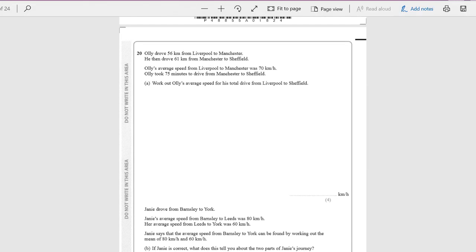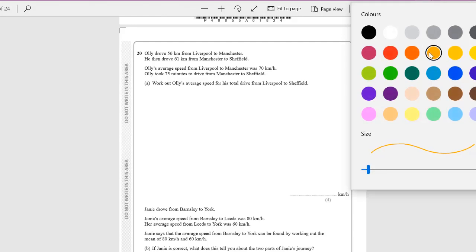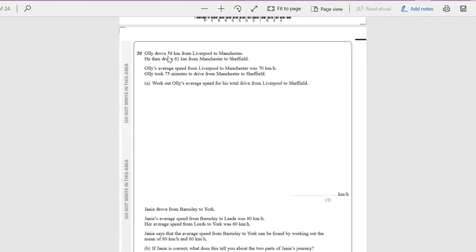Okay, question 20. So there's quite a bit of information here. Let's summarize it. So Ollie drove 56 kilometers from Liverpool to Manchester. He then drove 61 kilometers from Manchester to Sheffield. His average speed from Liverpool to Manchester was 70 kilometers per hour. And then Ollie took 75 minutes to drive from Manchester to Sheffield. So work out his average speed for his total drive from Liverpool to Sheffield.